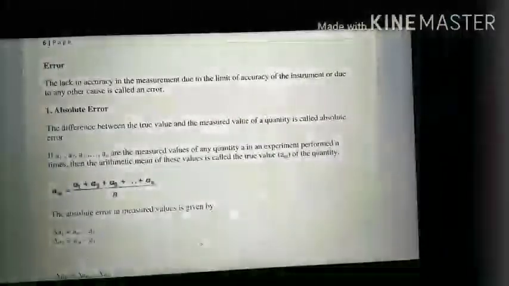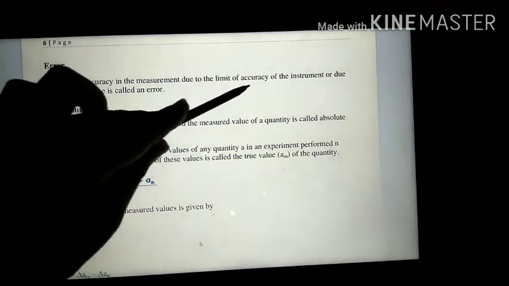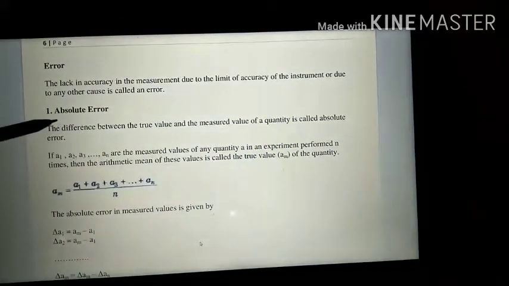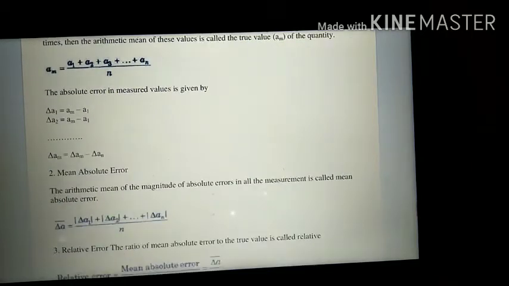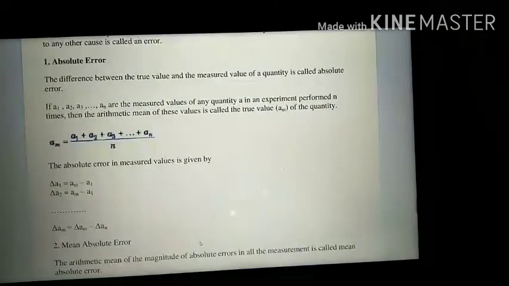Now we talk about errors. The lack of accuracy in measurement due to the limit of accuracy of the instrument or due to any other cause is called an error. Errors are of many types: absolute error, mean absolute error, and percentage error. So we see them one by one.